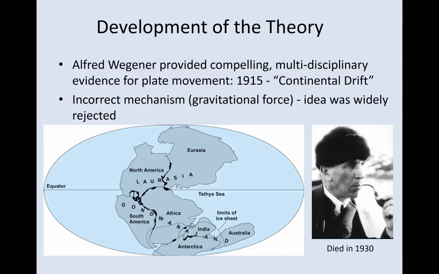There's one slight problem with Wegener's theory. He called it continental drift, and he didn't really have a mechanism to explain why we were seeing what we were seeing. He had an idea that there was something about gravitational force, that continents would plow through the oceans. As we've already seen, continental crust is less dense than oceanic crust, so that doesn't really work out, and this idea was rejected for quite a while.